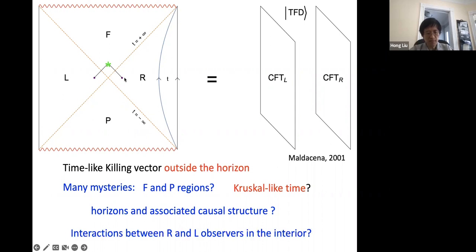Even though the left and the right systems don't seem to interact with each other, you can send objects to fall through the horizon, and then they can interact behind the horizon. How do we describe this kind of interaction? All these questions are a special case of the more general questions I mentioned earlier: how do we describe, using the boundary theory, the emergence of these different kinds of bulk regions?